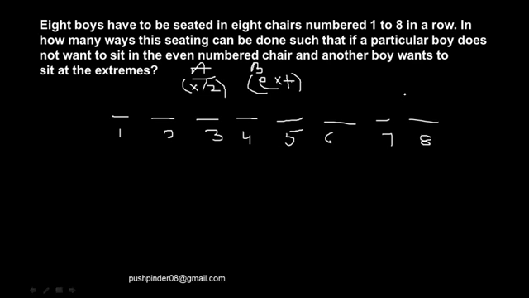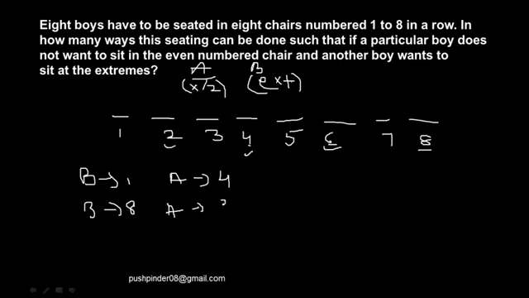There are 2 extremes, 1 and 8, right? If boy B sits on the first chair, then how many choices does A have left? He can sit on 2, 4, 6, or 8. So he has 4 choices. But if boy B sits on the 8th chair, how many choices does A have left? A has just 3 choices, 2, 4 and 6. So that means the cases are colliding. If B sits on the first chair, A is left with 4 choices. If B sits on the 8th chair, A is left with 3 choices.